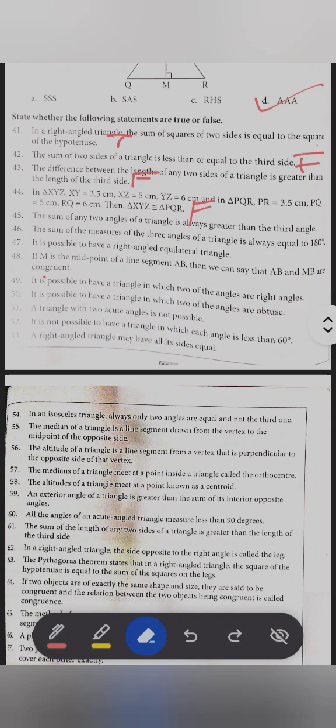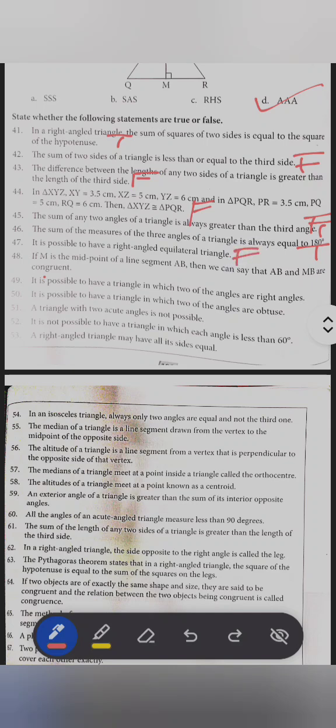Now come to the next part. Sum of any two angles of a triangle is always greater than the third angle. There is no such property regarding the angle, so this statement is also false. Sum of the measure of the three angles of a triangle is always equal to 180 degree. That is the angle sum property, so this statement is true. 47. It is possible to have a right angled equilateral triangle. Equilateral triangle means each angle is 60 degree, so it can't be that one angle is 90 degrees. So this statement is false.